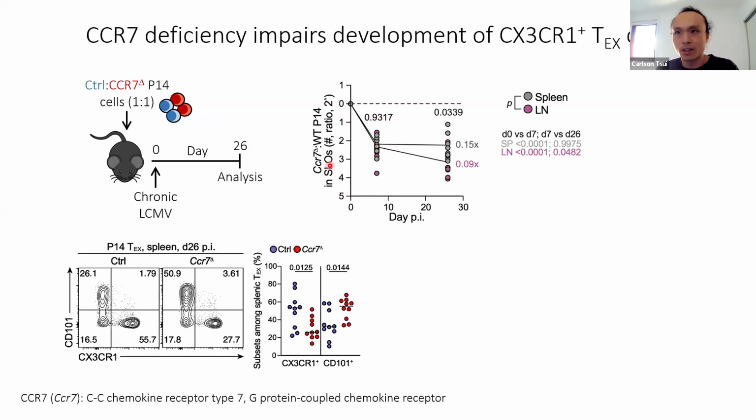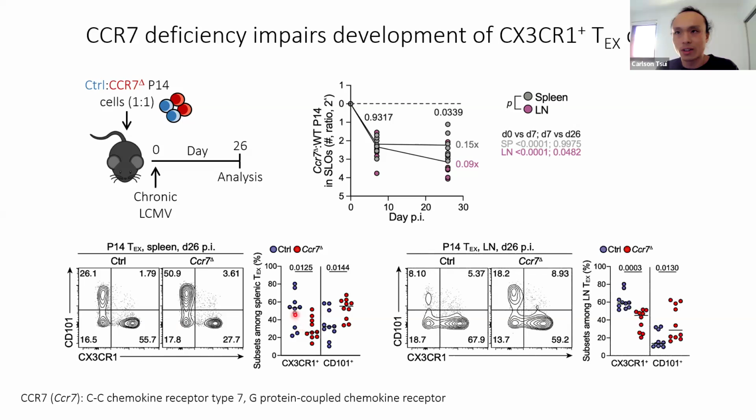But when we focus on the subsets of TEX cells, we found that in the spleen and in the lymph nodes, in both secondary lymphoid organs, we have a selective reduction of the differentiation of CX3CR1-positive TEX cells, as you can see here.